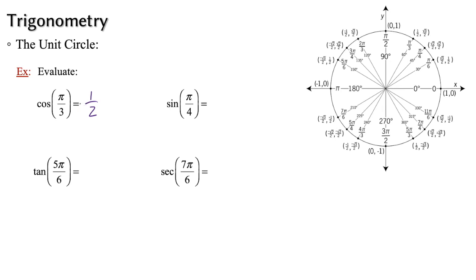Now, when we talk about doing, for instance, sine of pi over 4, that means we're going to be looking right here. And the sine, of course, is the y value there, which would be radical 2 over 2.